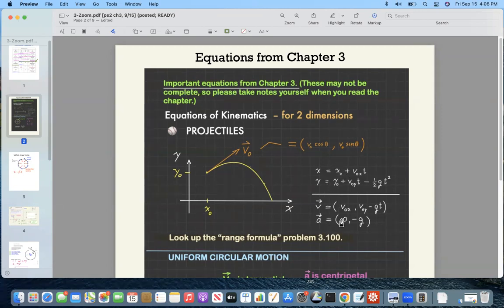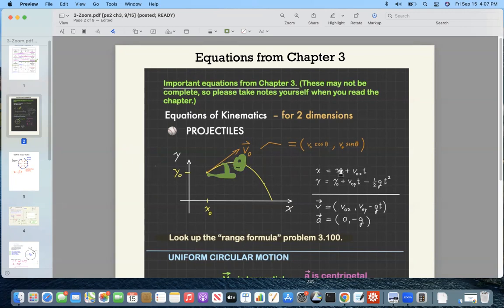Okay, so these are equations we know from last week. And it's just that we have to put them together to describe the motion of a single object in 2 dimensions. The initial velocity vector will have some magnitude, that's v0, and some direction. We usually measure the direction relative to the horizontal. Call it theta.